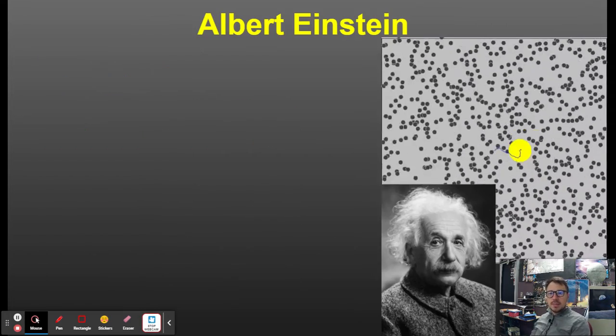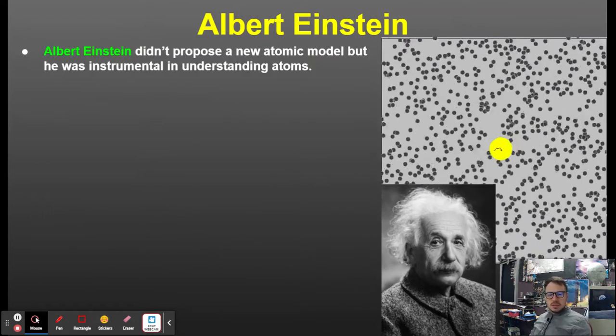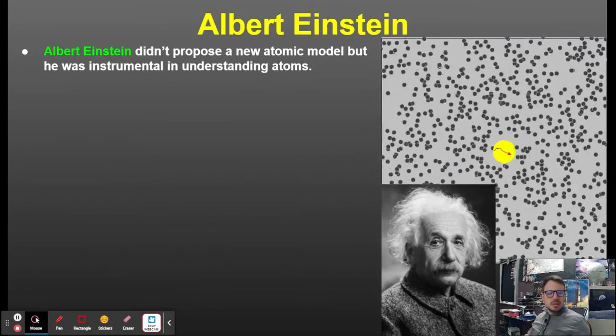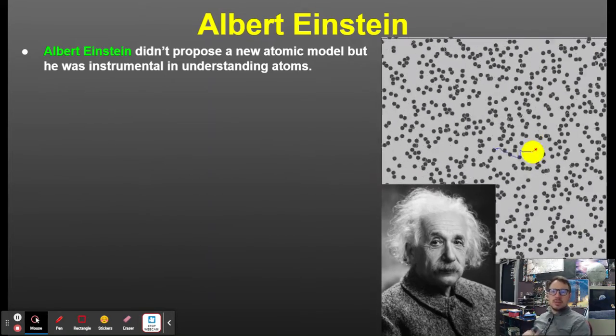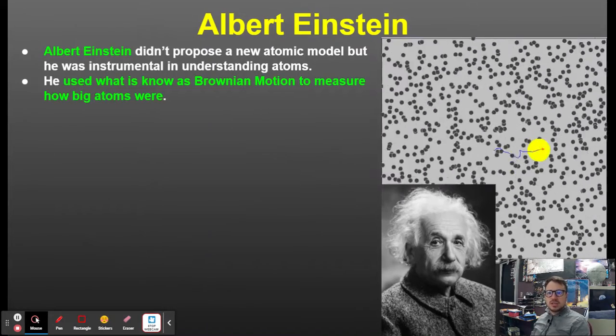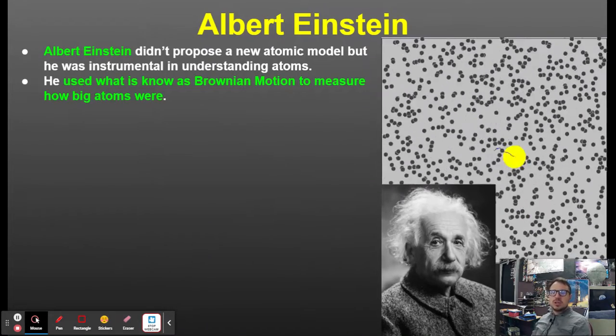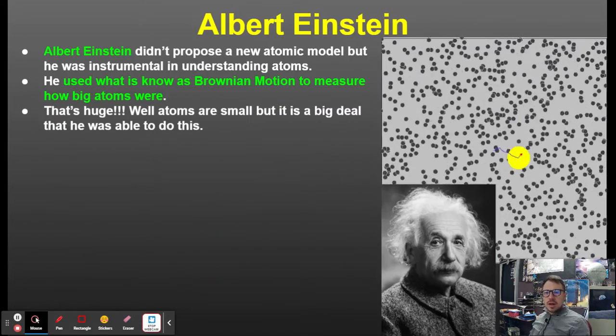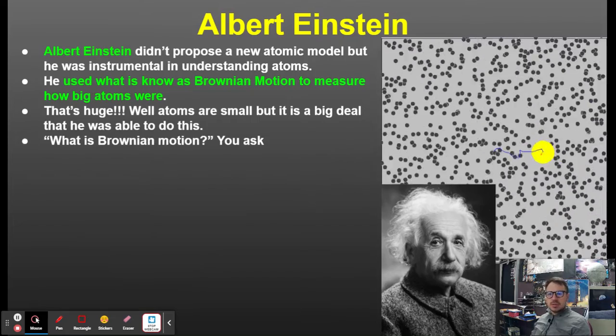That's what he thought. Now, let's talk about actually being able to observe atoms without really being able to observe them. That brings us to Albert Einstein. He didn't propose a new atomic model, but he was instrumental in understanding atoms. He used what is known as Brownian motion to measure how big atoms were. So atoms are small, but it's a big deal that he was able to do this.